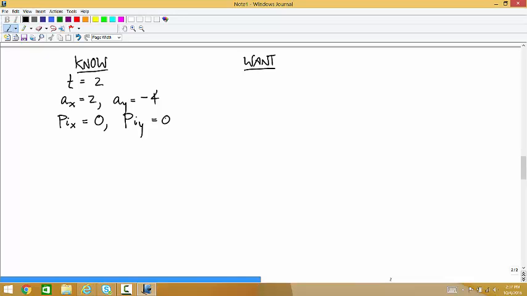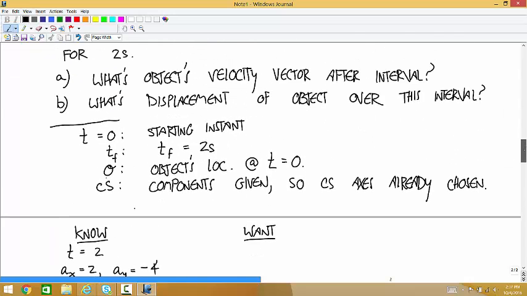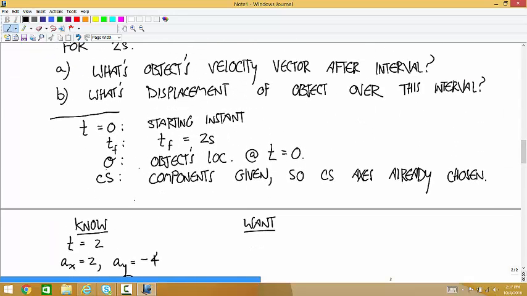Question: why is PIY 0? We chose the origin to be at the object's starting point. So that means the object's starting point is at the origin, I guess, is the way to think about it. The origin is 0, 0, so both of those are 0.